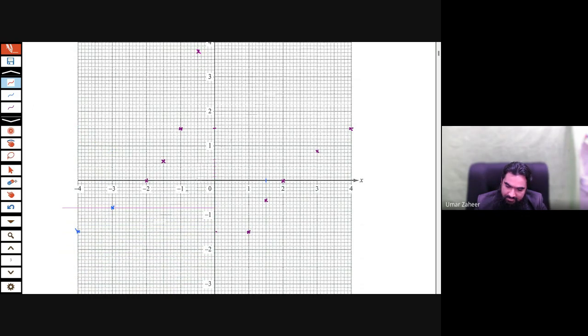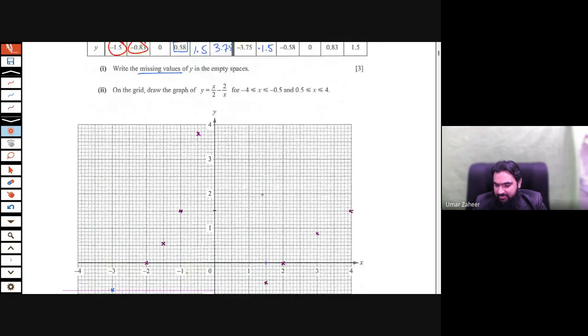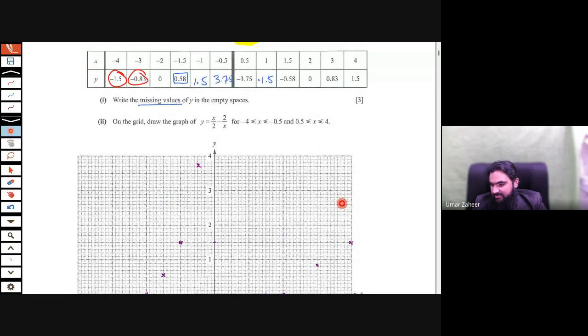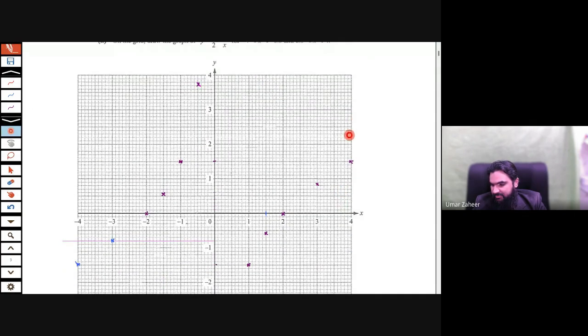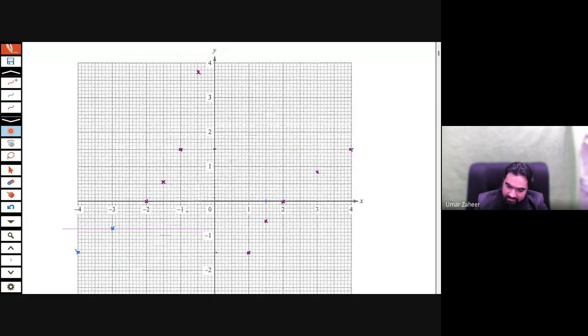Let's recheck all of them. We have negative, minus 2, 0, minus 1.5, 0.5, positive values, positive values, positive values. For the next half, negative values, then 0, then positive values. Yeah, done. Now meet them.